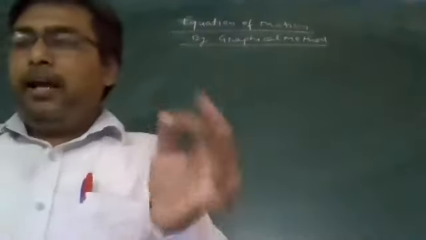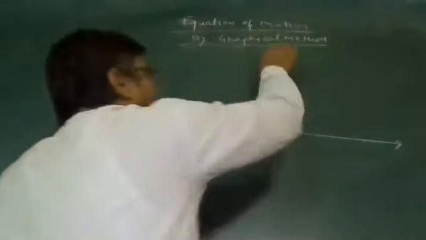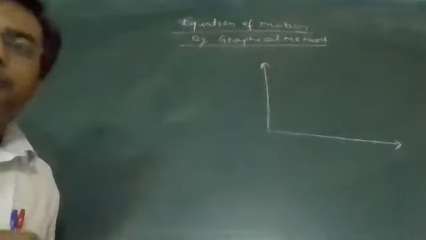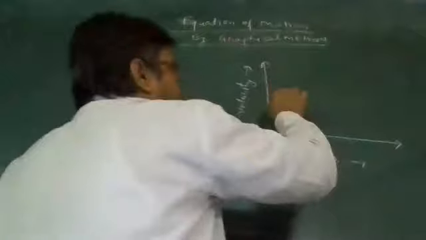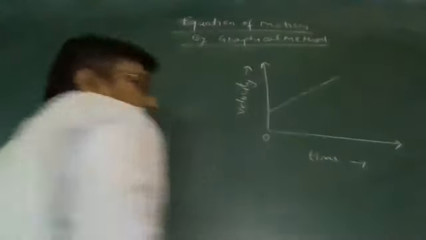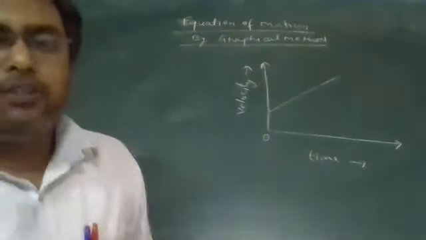With uniform acceleration a, I can draw it in this manner. I'm going to plot a velocity-time graph. On the y-axis, I'm plotting velocity, and on the x-axis, I'm plotting time. It is the origin point, and the graph is starting from here. That means the initial velocity of the system is not zero.